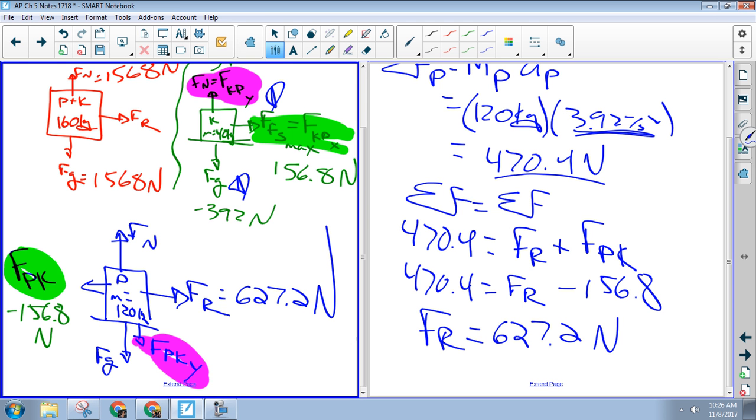Okay. All right, and then finally, if we put the 627 up here, then that drawing is done. And if you divide by 160, what acceleration do we get? 3.92 again. Right? Because this represents the whole system.